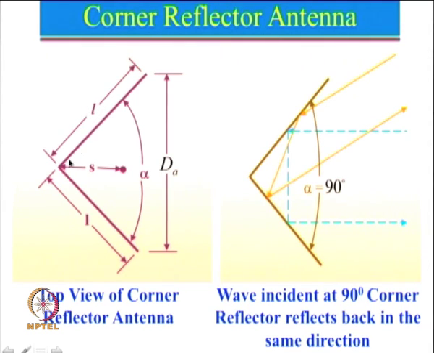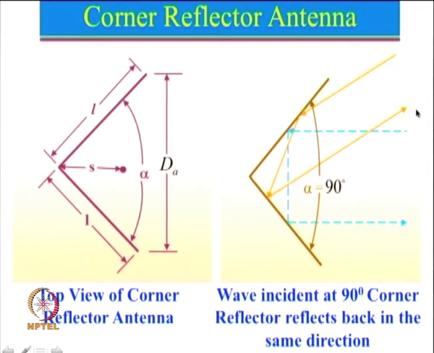So this is the length of the reflector here, and on this particular side this will be the height of the reflector. Now in the beginning we will talk about when L is close to infinity and the height of the reflector is also close to infinity. Then we will talk about the practical case.